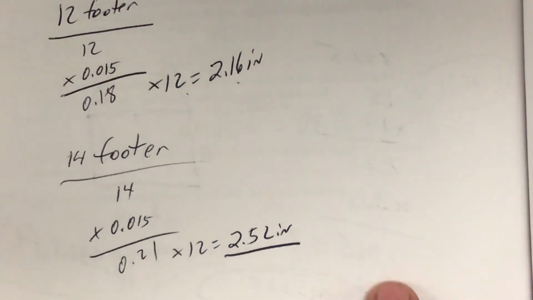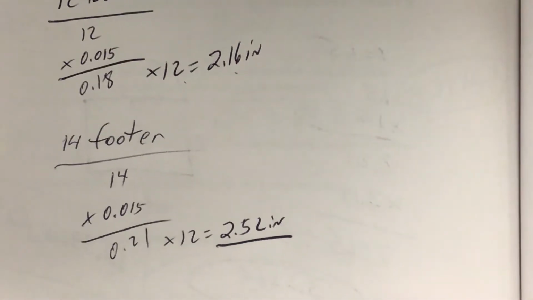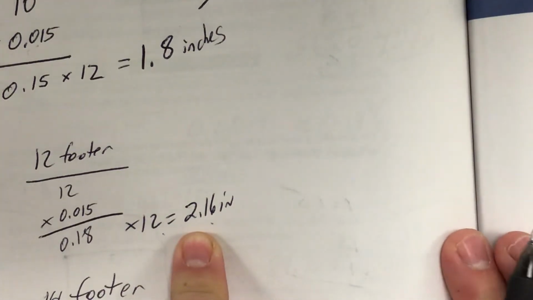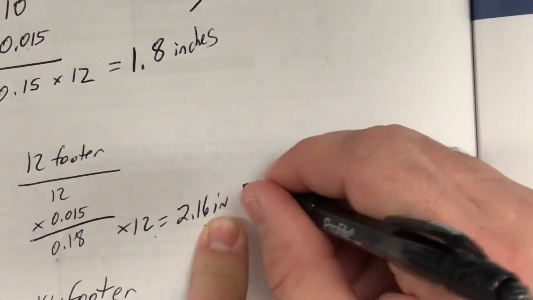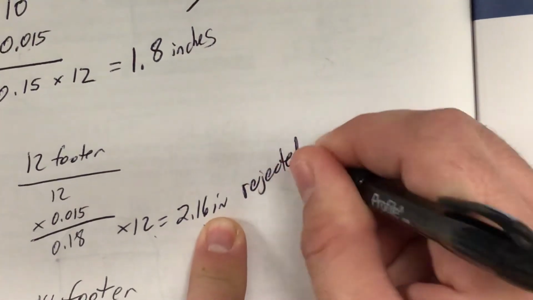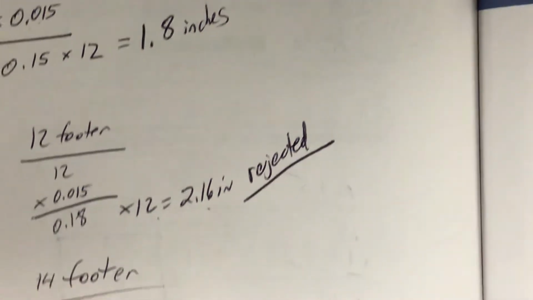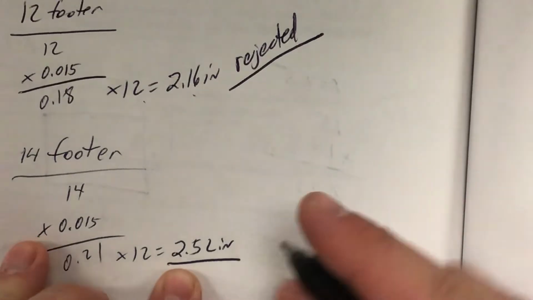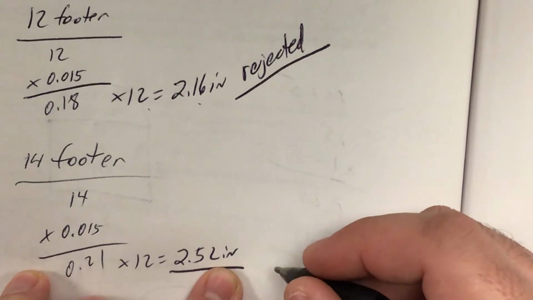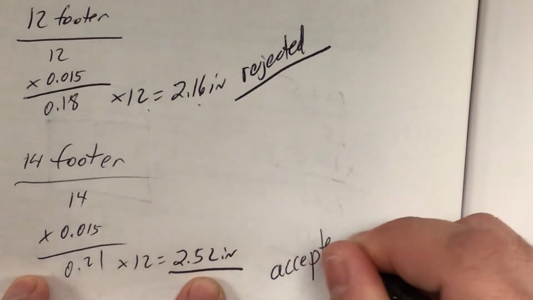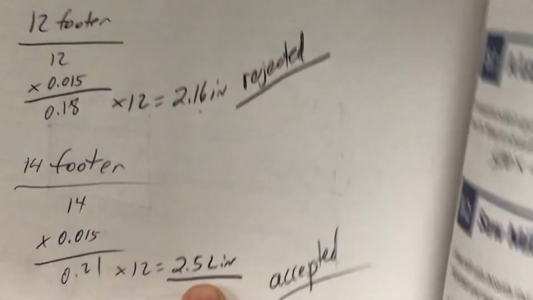All right, so again, remember the error it says in problem 2 is 2.3 inches. So would a 12-footer get rejected or accepted? Rejected. 2.3 is out of that range. How about as a 14-footer? Accepted. The error is less than the acceptable amount. 2.3 is within that range.